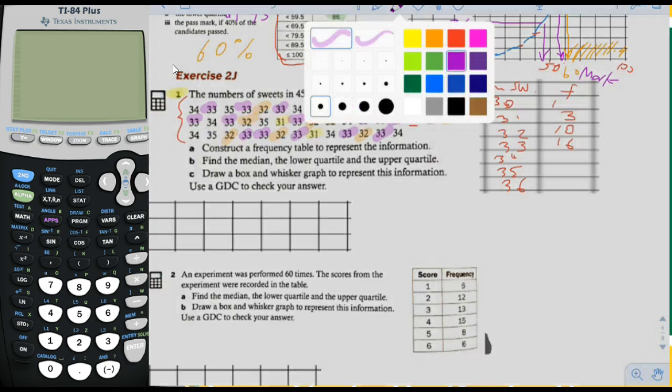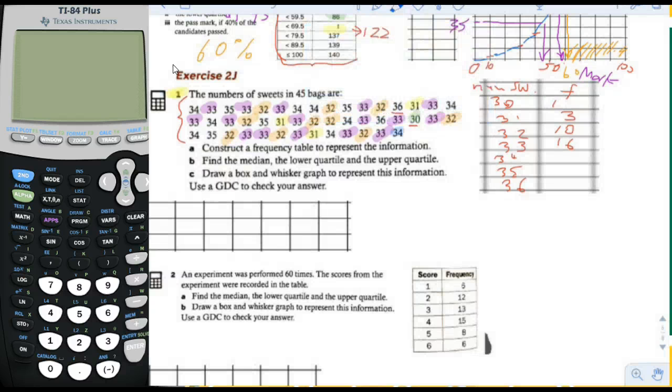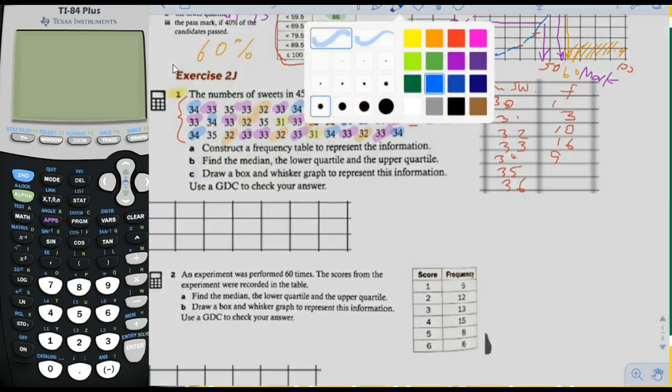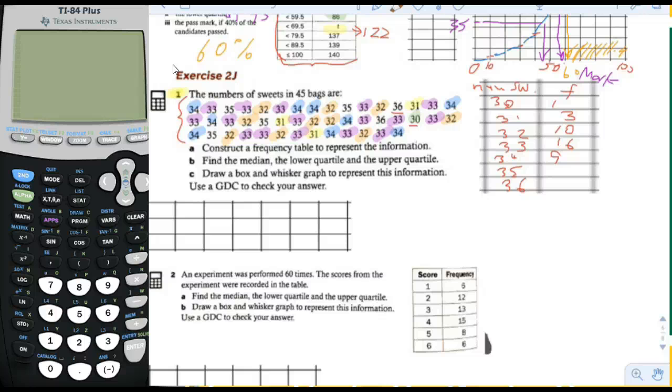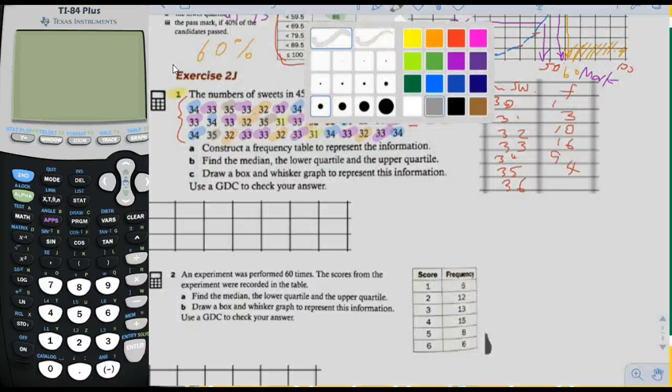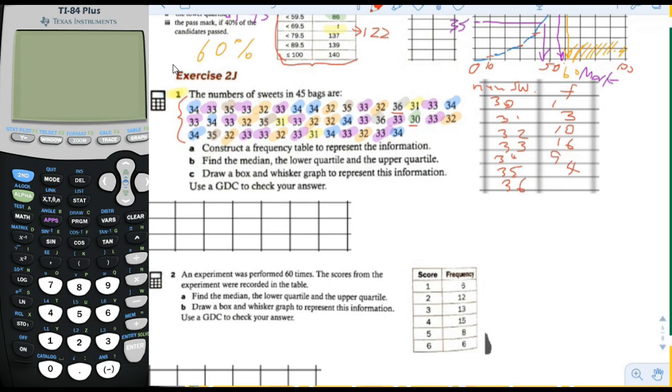Now we'll do 34s. 34. So 1, 2, 3, 4, 5, 6, 7, 8, 9. 9 of those. 35. How many 35s are there? 1, 2, 3, 4. 4. And 36. Everything else would be 36. Okay, so we'll put 1, 2. Now is that everybody?